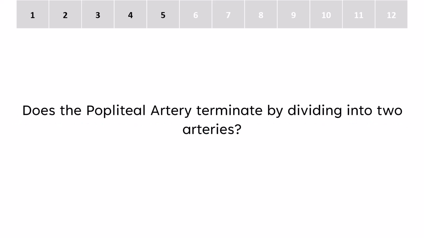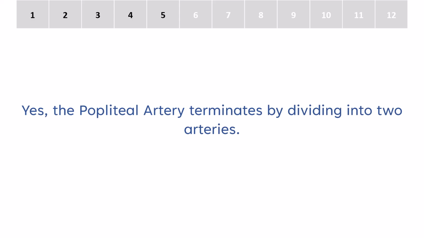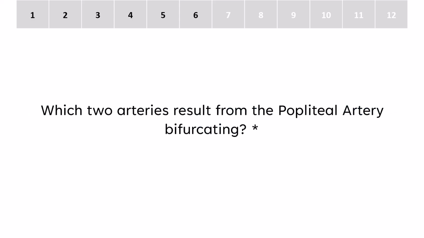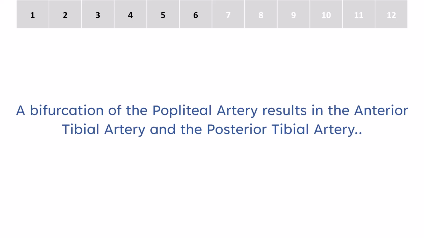Does the popliteal artery terminate by dividing into two arteries? Yes, the popliteal artery terminates by dividing into two arteries. Which two arteries result from the popliteal artery bifurcating? A bifurcation of the popliteal artery results in the anterior tibial artery and the posterior tibial artery.